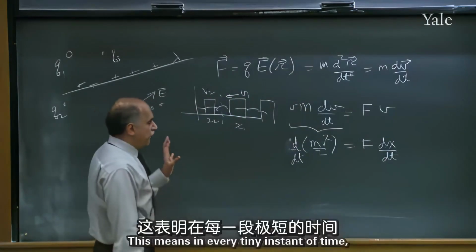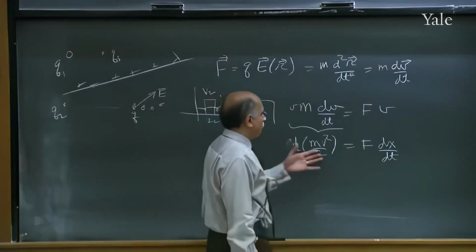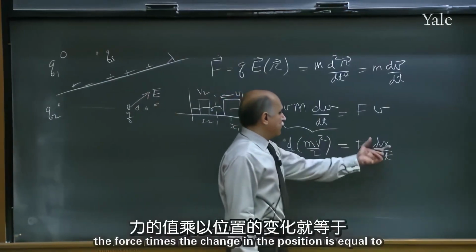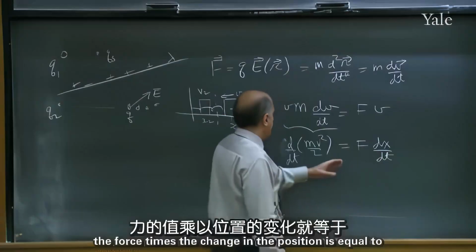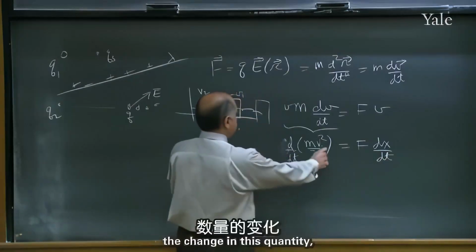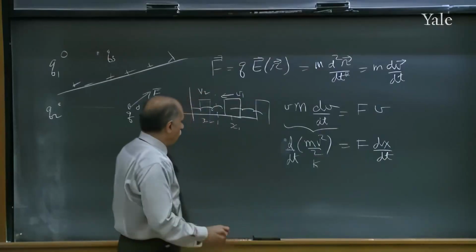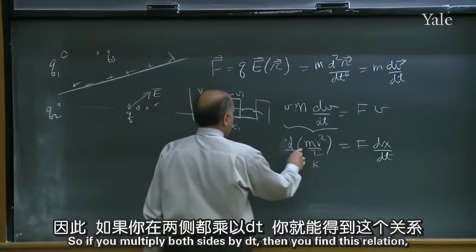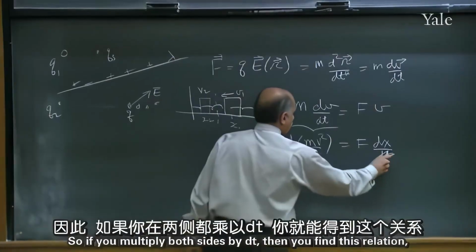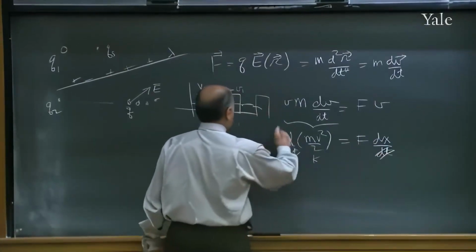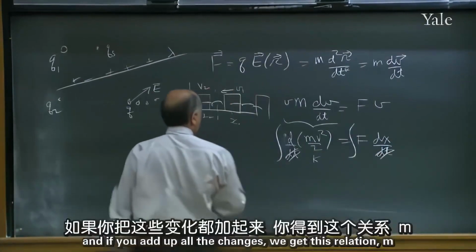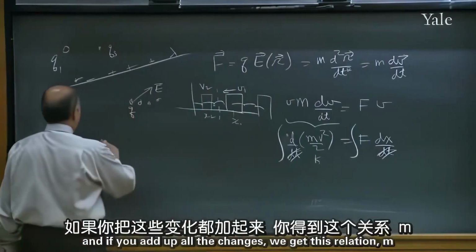This means in every tiny instant of time, the force times the change in the position is equal to the change in this quantity, which we know is called kinetic energy. So if you multiply both sides by dt, then you find this relation. And if you add up all the changes, we get this relation.